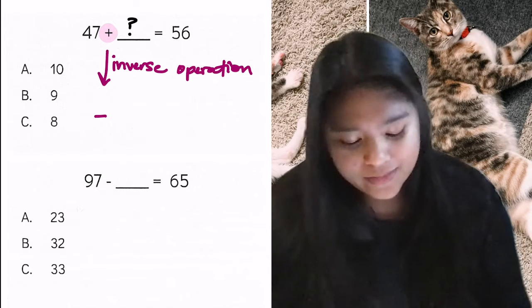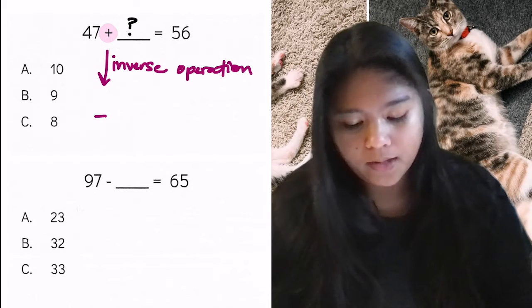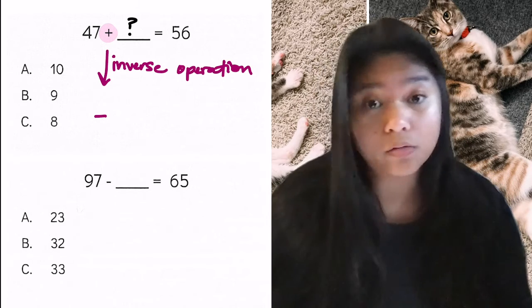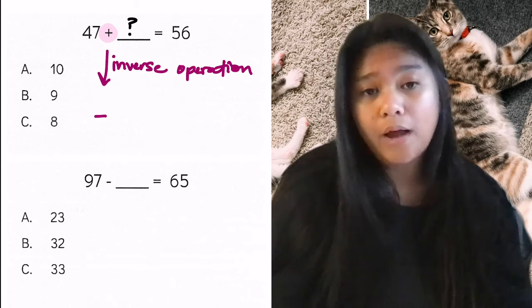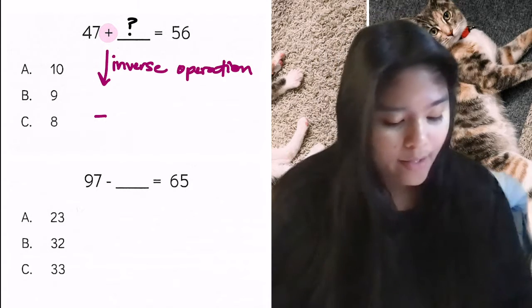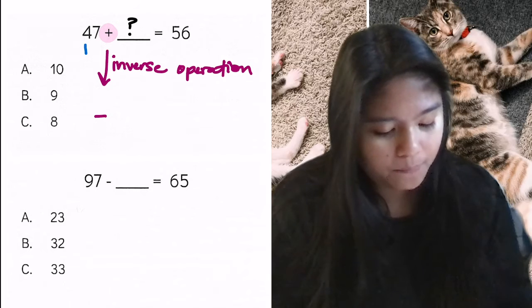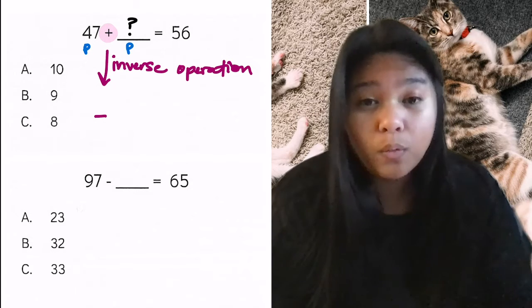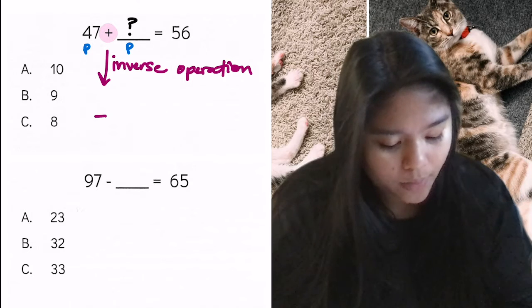But what do I have to subtract? Okay, well, if we forgot, remember, we always have to look at our parts and our wholes, right? So in addition, when we're adding, we're putting two parts together to make a bigger whole, okay? So I know that my 47 is a part, my unknown is a part, and that must mean I'm putting those together to equal 56, so my 56 is my whole.